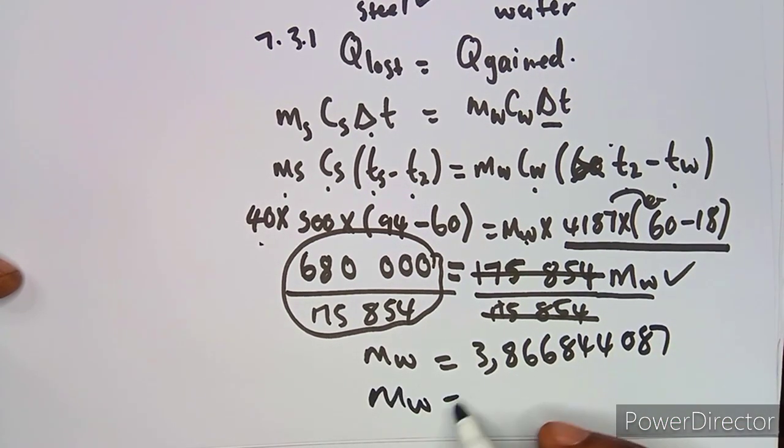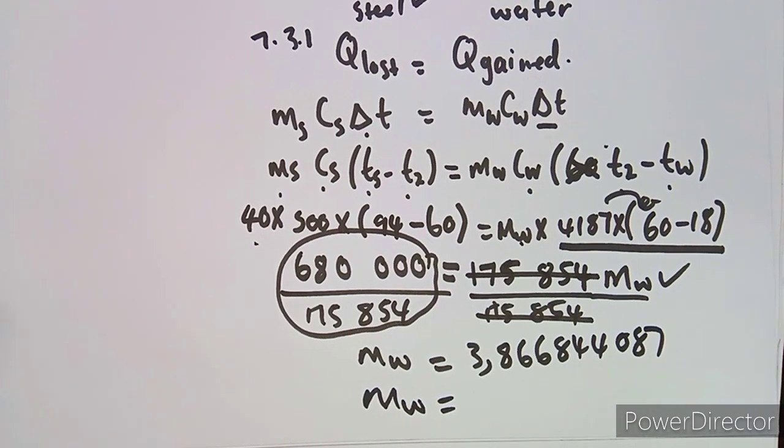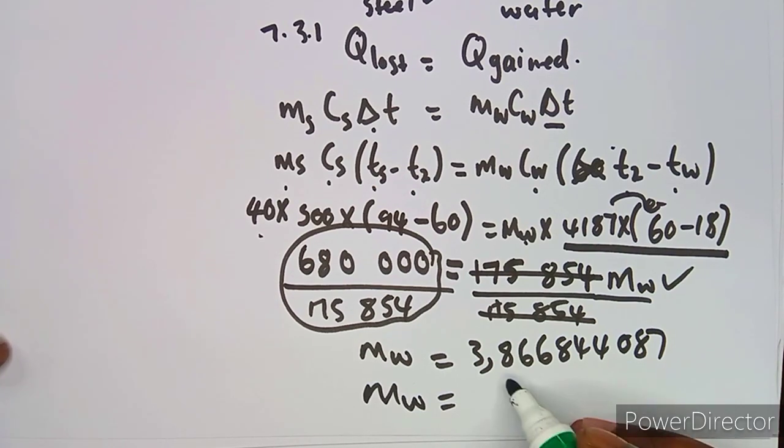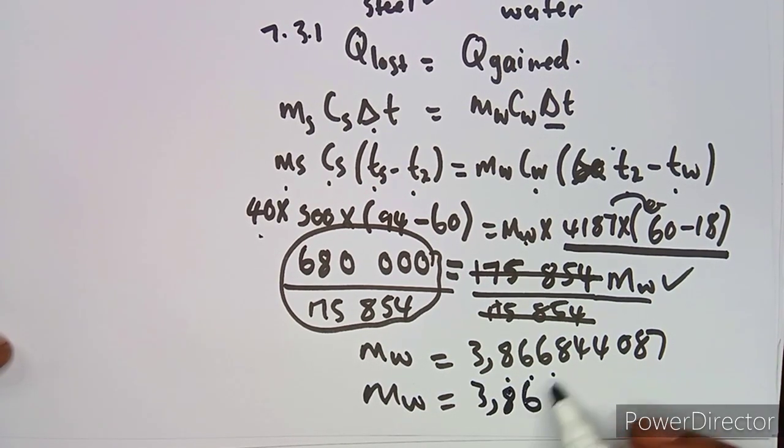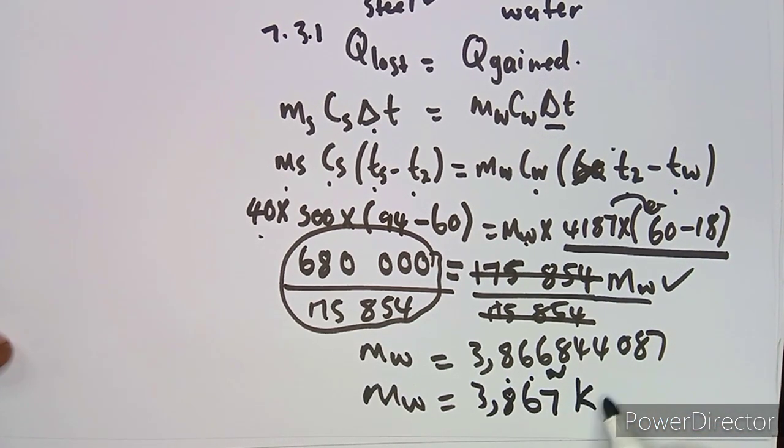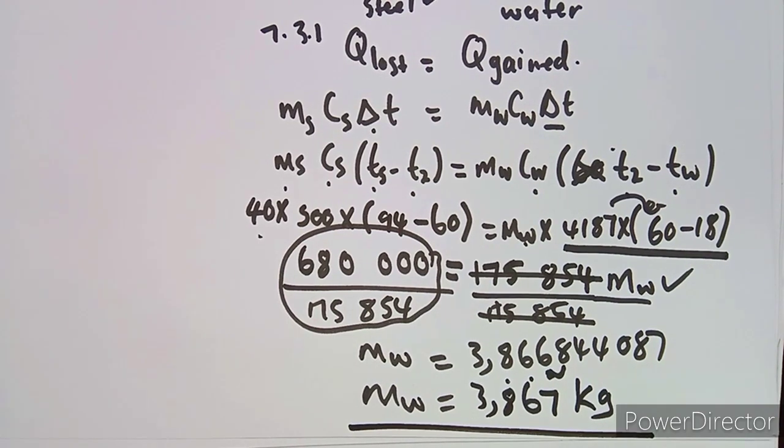So the mass of water at the end, you can round off to 3 decimal places depending, but mostly I use 3 decimal places. That's 1, 2, 3. So it's 3.86, and this 8 is going to change this into 7. This is the mass of water, which is in kgs. So it's going to be 3.867 kgs. All right, so that's it, guys.